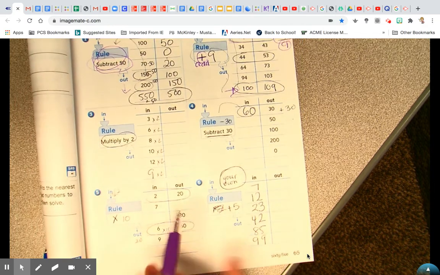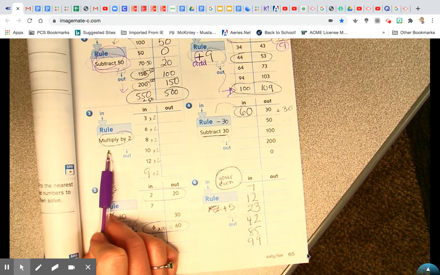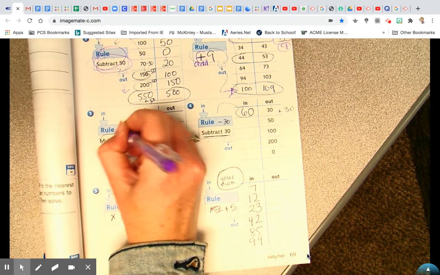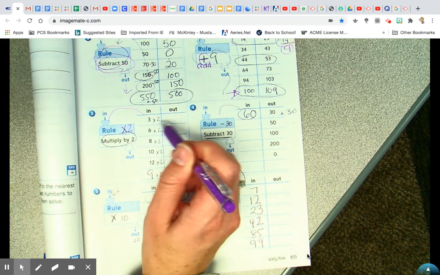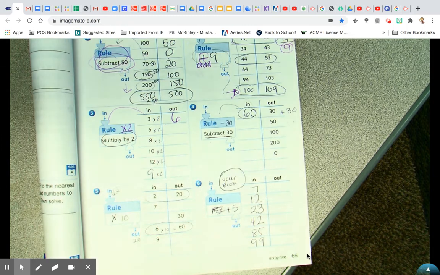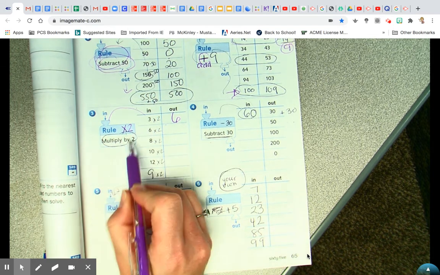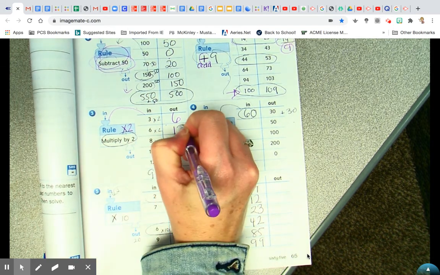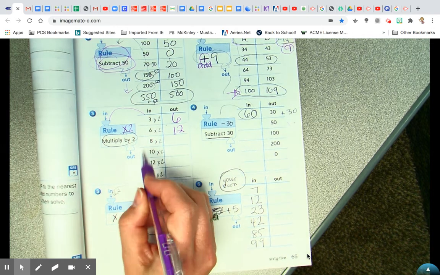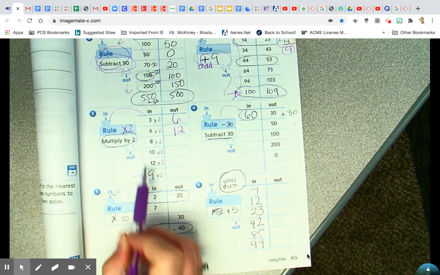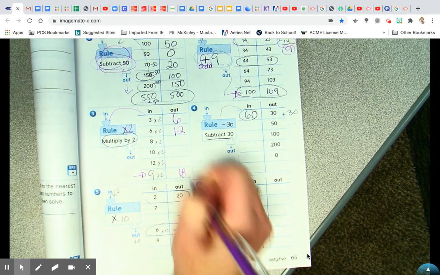Number 3 gives you the rule, multiply by 2, so times 2. You put in all your inputs, so 3 times 2 will come out as a 6. And if I did 6 times 2, it's going to come out as a 12. If you don't know these off the top of your head, then you need to use that multiplication chart that we gave you in your folders. And down here you make up your own. I put a 9, so 9 times 2 is 18.